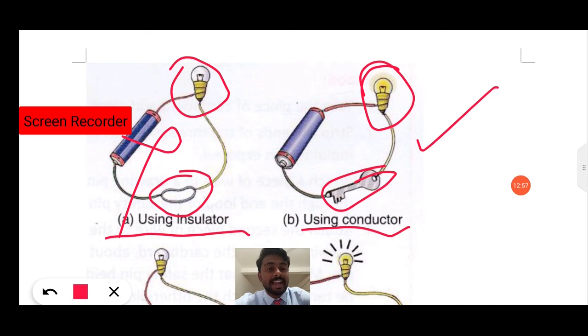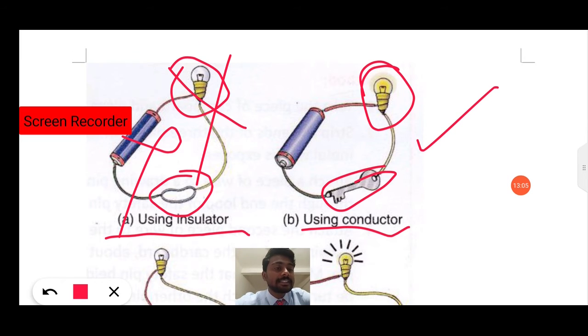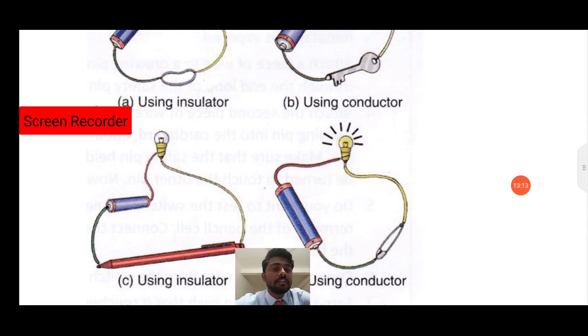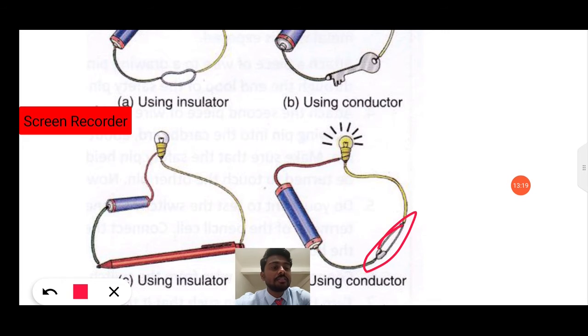When we use the insulator in the circuit, the bulb will not glow. But when we use the conductors in the circuit, the bulb will glow. All of you understand? Okay. You can see in another example, when we use a pin, it is also a conductor. So that time the bulb will glow.